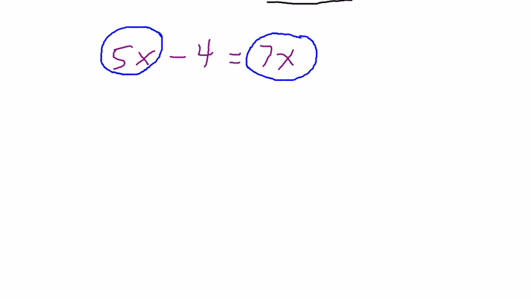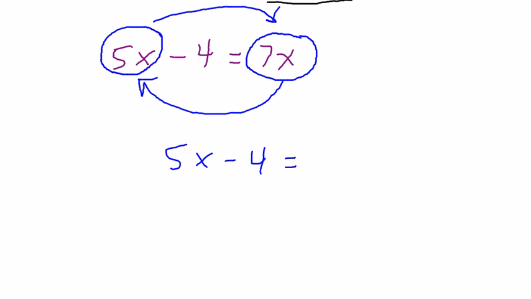Okay, I can either choose to bring this 5x over to the right-hand side of this equation, or I can choose to bring this 7x over to the left-hand side of the equation. It really doesn't matter which you choose because you will ultimately get the same answer, right? As long as you're doing the same thing to both sides of the equation. In this example, let's eliminate the 5x on the left-hand side. So how do I get rid of this positive 5x?